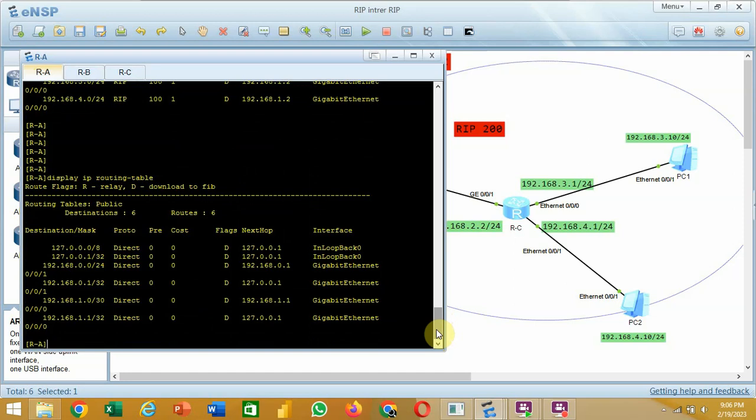So this way two RIP IDs can communicate with each other. Hope you understand the lecture.